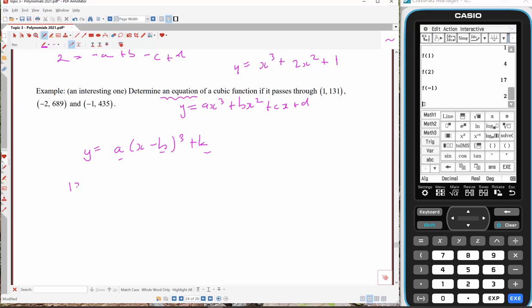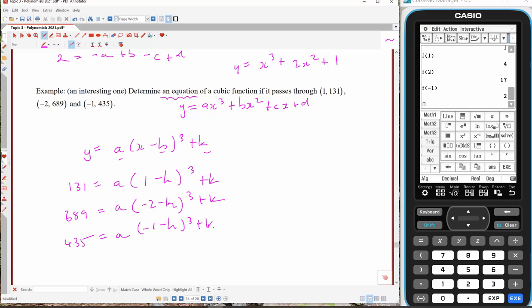Alright, so what we'll do is we'll go 131 equals a times 1 take h cubed plus k. We've got 689 equals a times negative 2 take h cubed plus k, and 435 equals a times negative 1 take h cubed plus k. Alright, so let's go over to the calc.